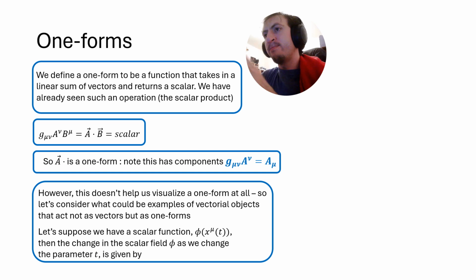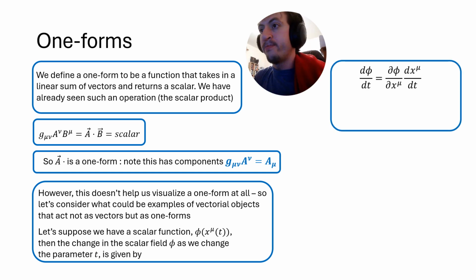So this is a very abstract definition, but how do we visualize this? And this is going to go back now to the idea of thinking of the gradient as a concrete example of a one form.